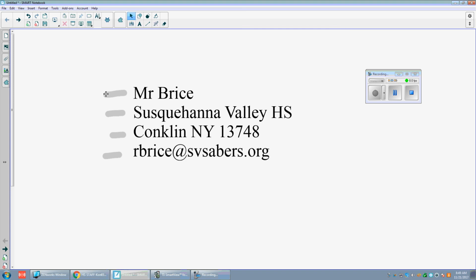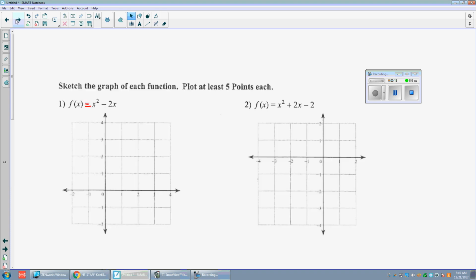Today, we're going to be talking about graphing a parabola, or for that matter, anything using your graphing calculator, using the table function. You have to show your work when you graph a parabola. The directions say plot at least 5 points. Okay, we have f of x equals x squared minus 2x.